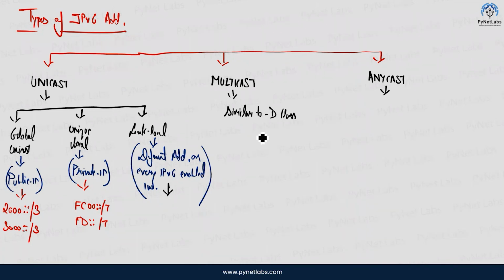And when I talk about multicast, the third one, it is similar to class D. So it is always going to start with a range again. Any address which starts with FF00::/8 will be considered your class D address, or you can say the multicast address, which is reserved by IPv6 for multicast purposes.